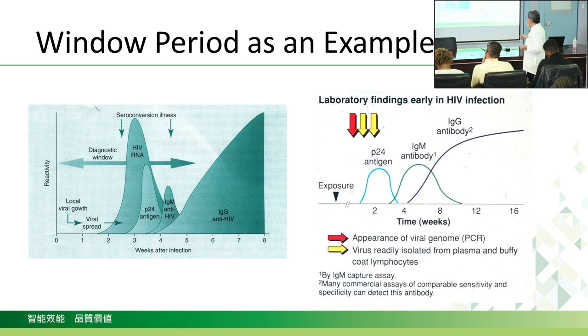So for HIV, the rapid test and ELISA test, we test IgG, because the amount is enough to check. For checking IgG, the window period is usually 8 to 12 weeks.